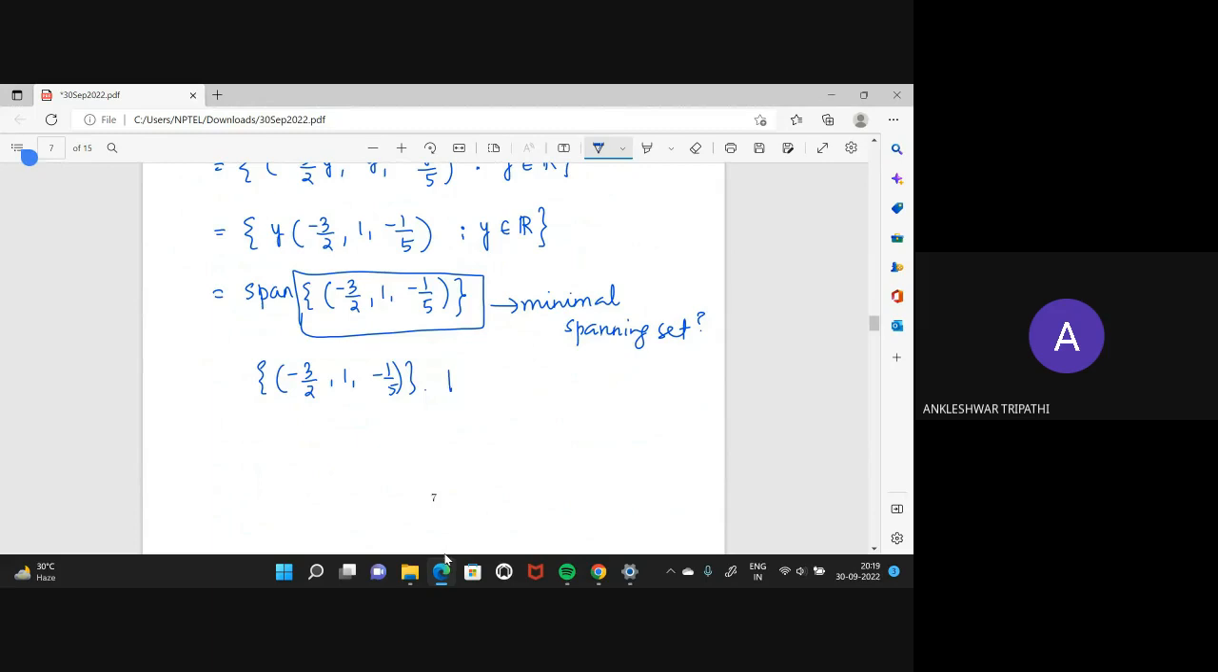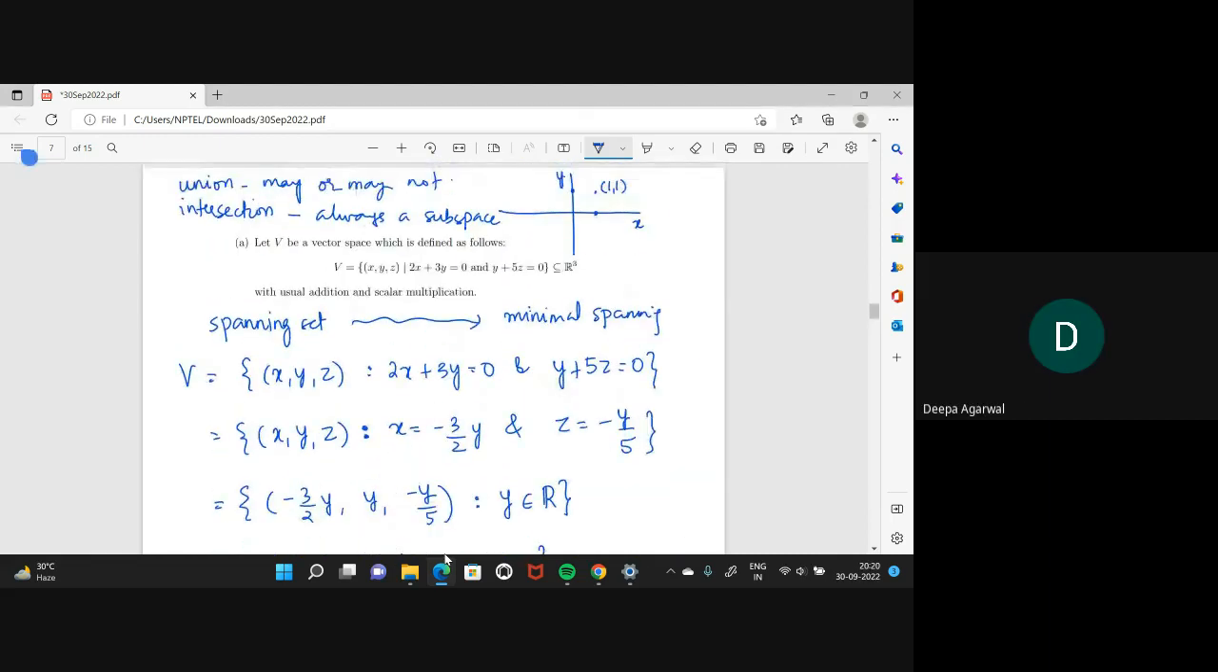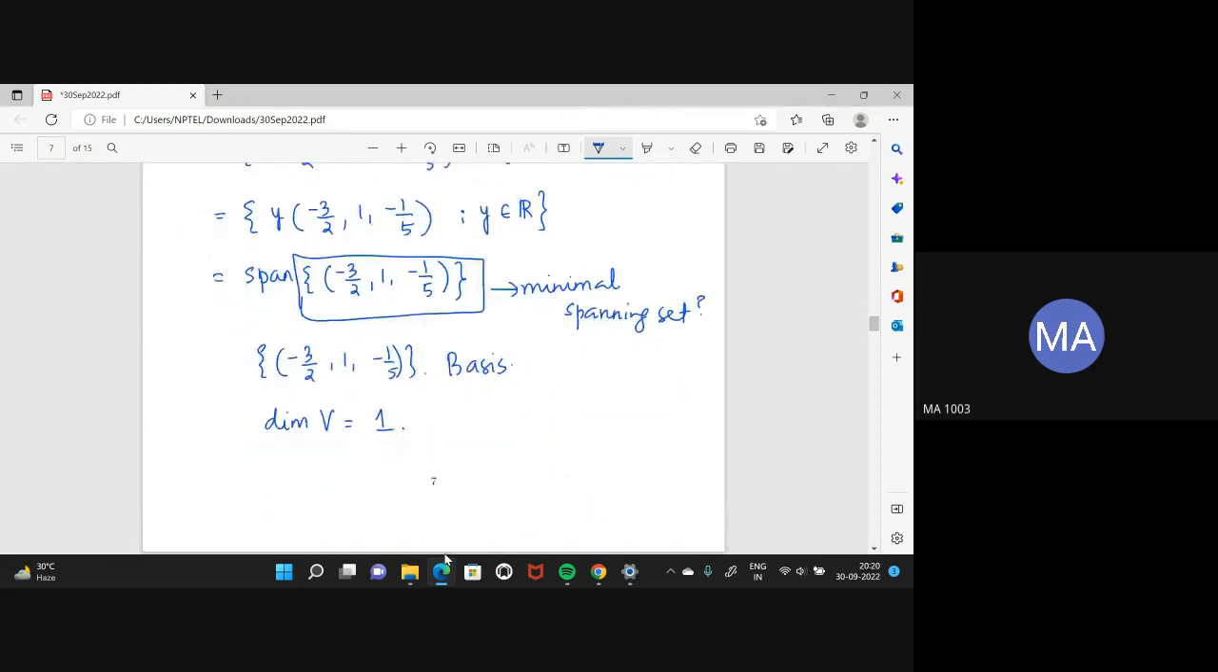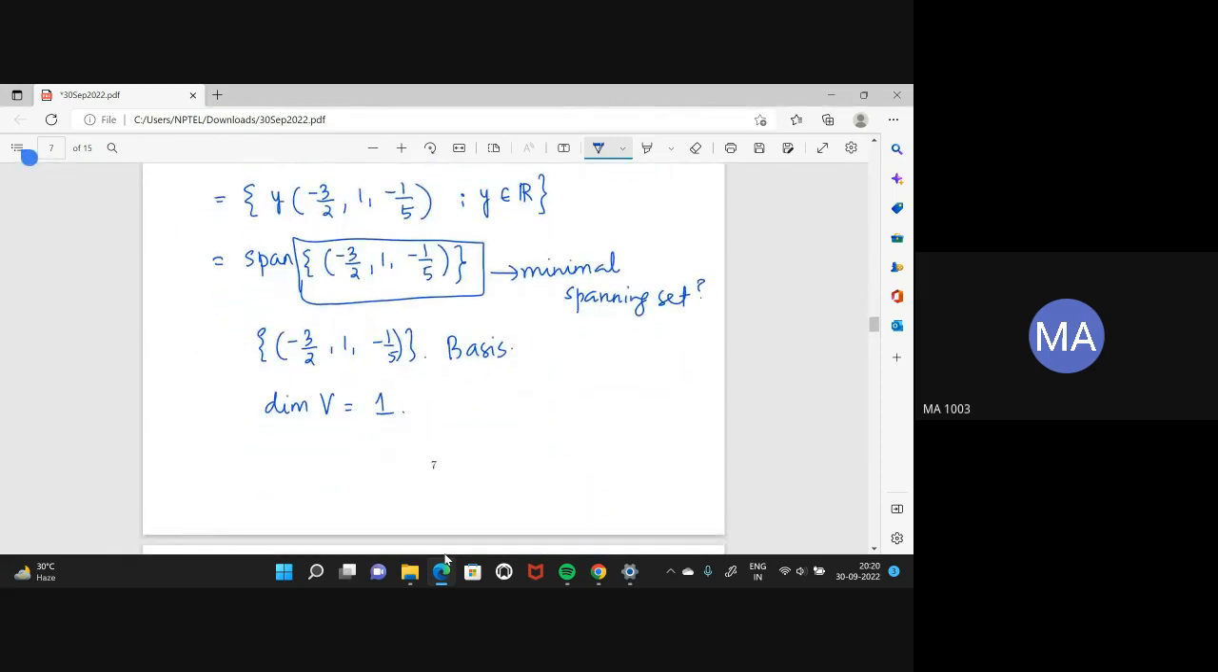So is it a basis? Yes. So what is the dimension of that vector space? 1. So is it a line or a plane? Line. One dimensional means it has to be a line, right? So the one who said it is not minimal spanning, is it clear? Yes, ma'am. To check whether it is minimal spanning or not, you shouldn't add, you should remove.